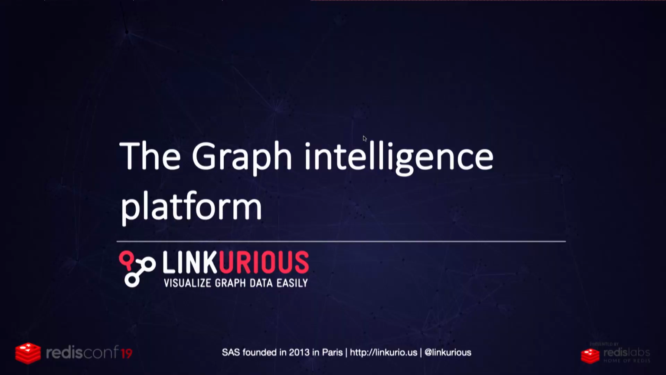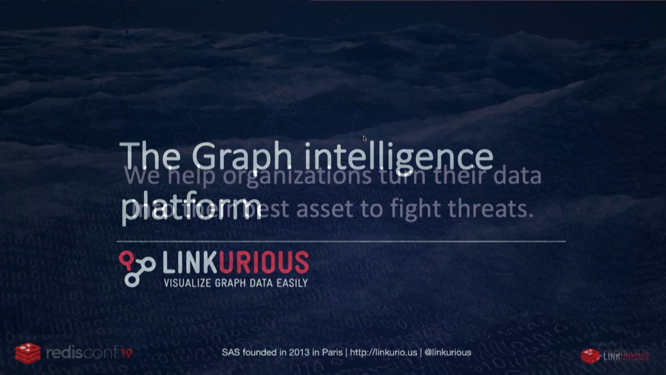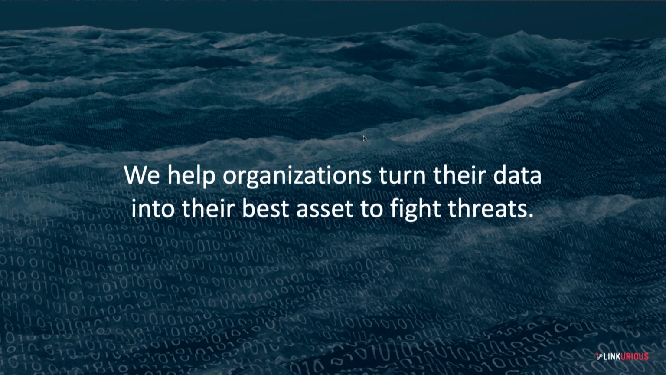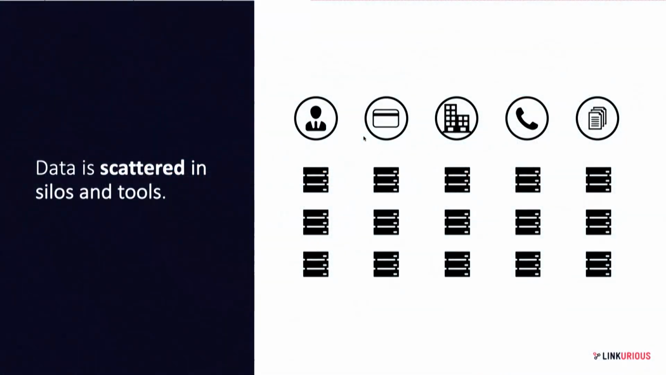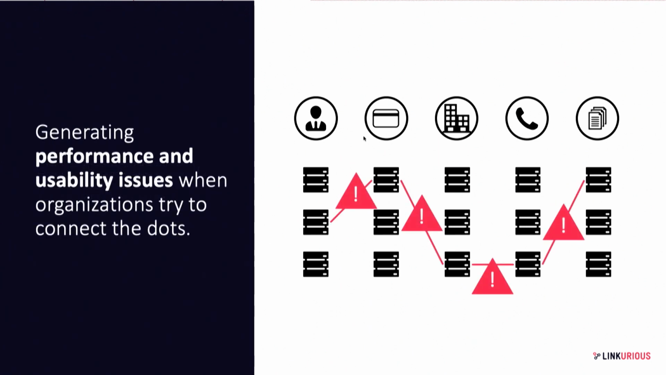At Linkurious, we create software that helps business analysts to detect and investigate suspicious activities in complex datasets. And to do so, we have created the Graph Intelligence platform. The problem for our analysts is that companies already have a lot of data, but it is hard to make sense of it and get access. Usually you have data scattered in different databases, and it's really hard to get access to. So when companies want to fix that problem, they usually hit performance and usability issues.